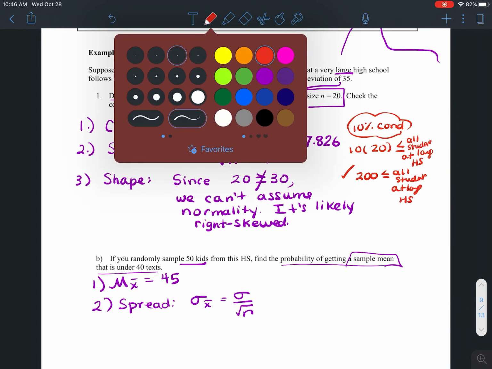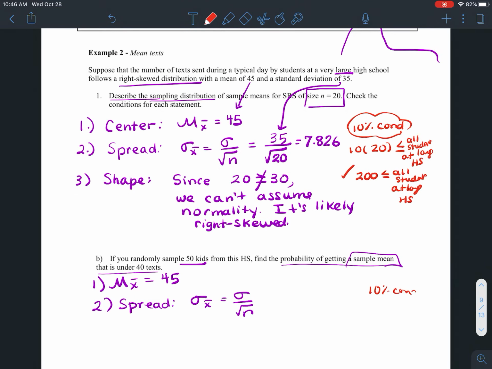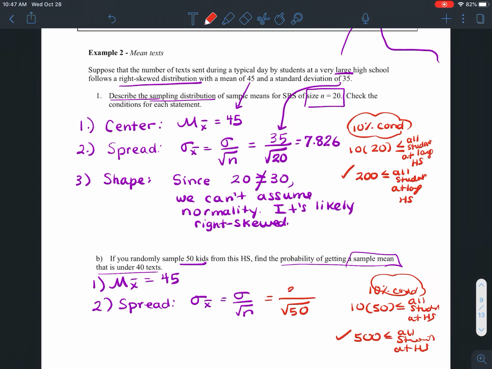Okay, so I'm going to do a quick 10% condition check over here. 10 times 50 should be less than or equal to all students at this high school, and I still think at a large high school, 500 is safe to say that that would be less than or equal to all of them. Okay, I'm now plugging 50 in for my sample size, and that's giving me a standard deviation of 4.9497.